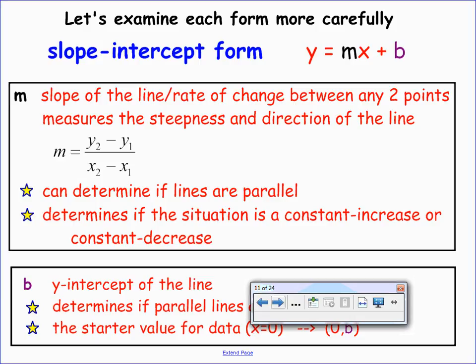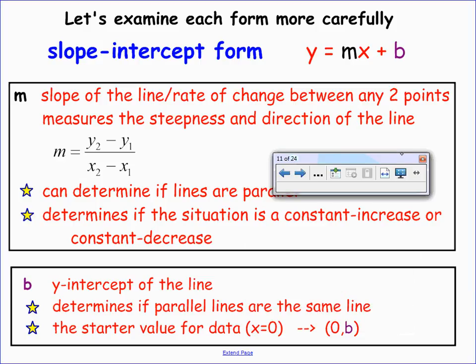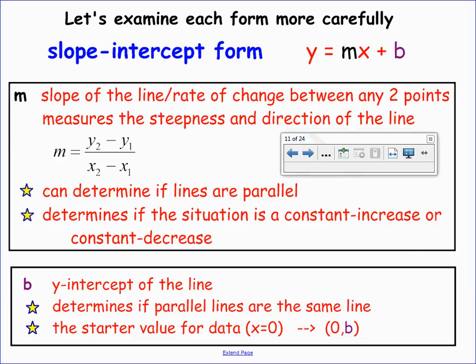So slope-intercept form looks like y equals mx plus b, where m is the slope of the line, or the rate of change between any 2 points. It measures the steepness and the direction of the line. We saw our formula before, m equals y sub 2 minus y sub 1, all over x sub 2 minus x sub 1. We can use slope-intercept form to determine if two lines are parallel or not. We can determine if the situation is constant increase or constant decrease if we have a constant slope value.